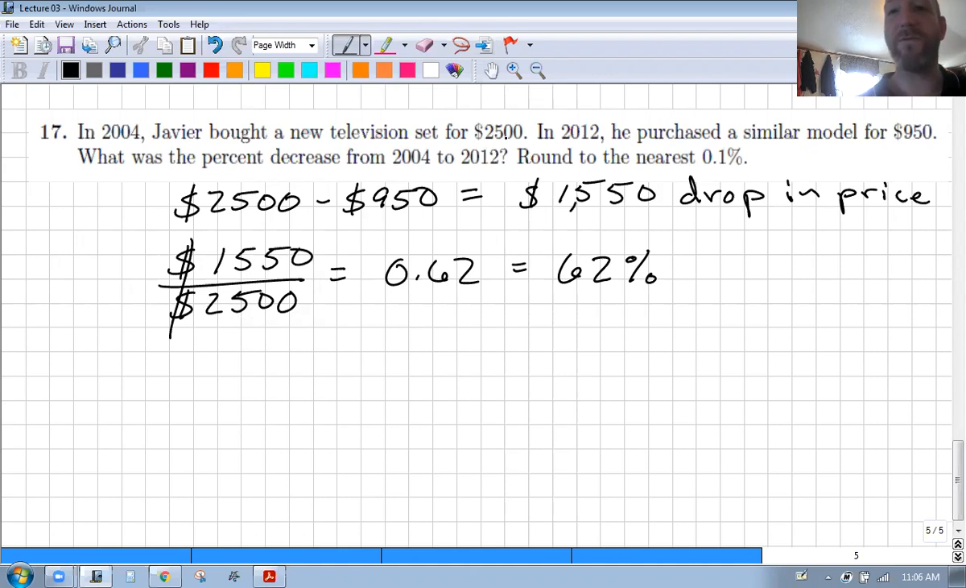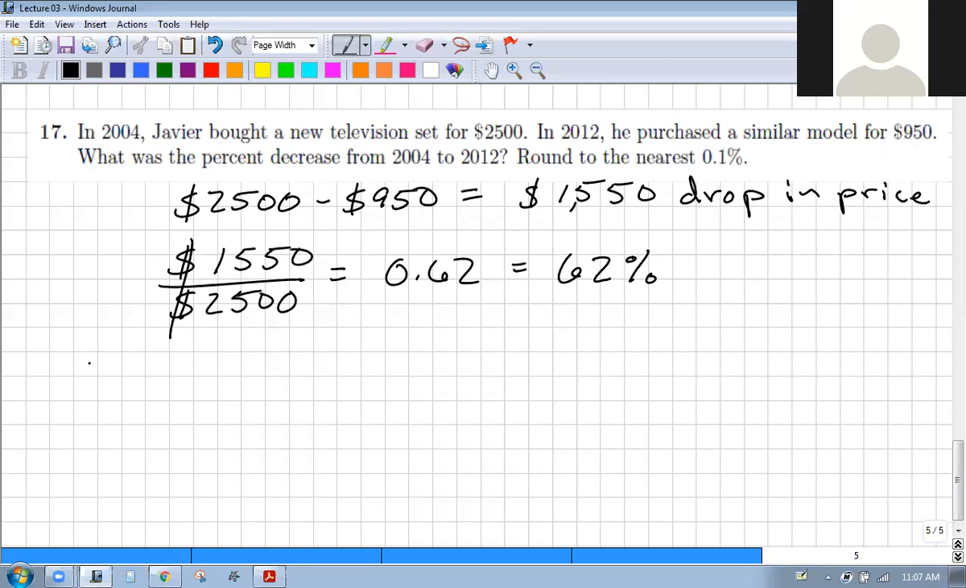All right, it makes sense. It went from 2,500 to 950. That's less than half the price, right? Yes. At 1,250, that would be half the 2,500. That would be a 50% decrease, right? So since it's less than 1,250, you'd expect a percent decrease that's bigger than 50%.